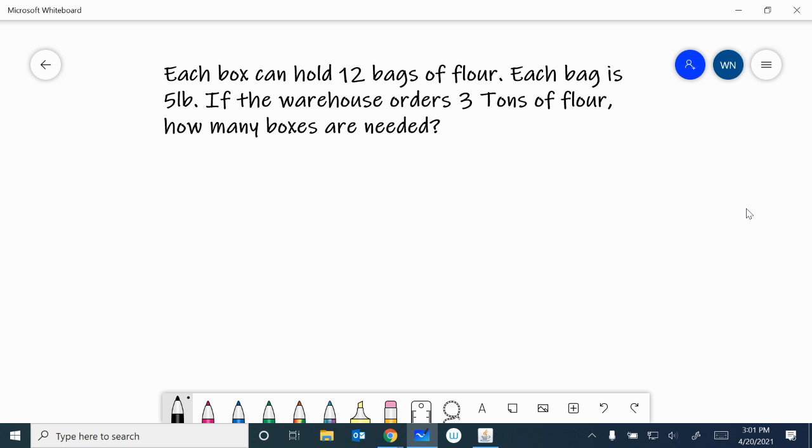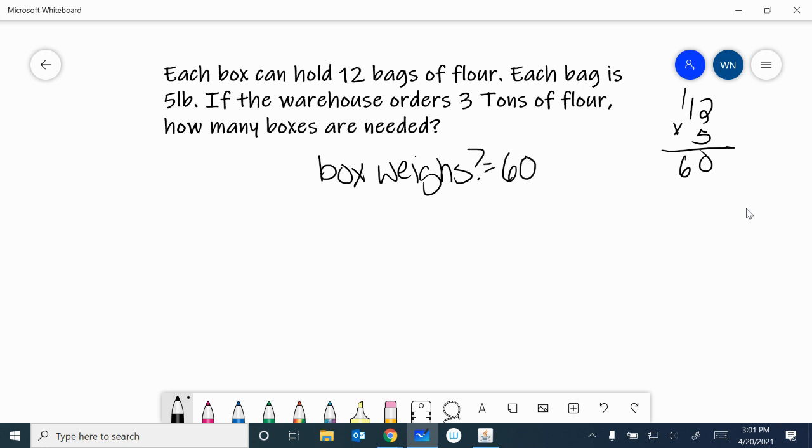So each box can hold 12 bags. Each bag is 5 pounds. So first things first, I want to figure out how much the box weighs. So I need 12 bags of flour times 5 pounds per bag. Gets me 60. So the box weighs 60 pounds.